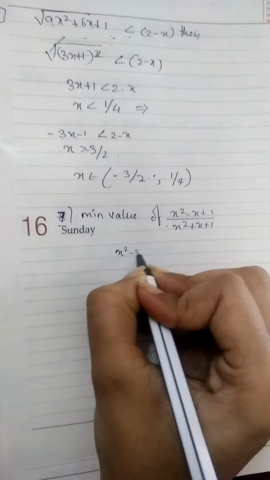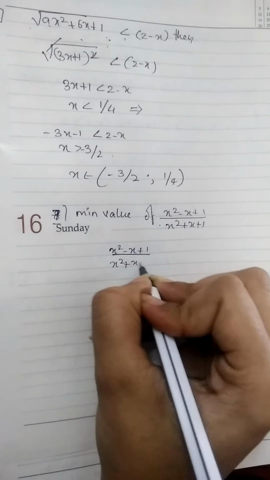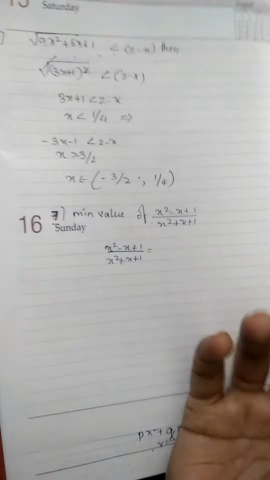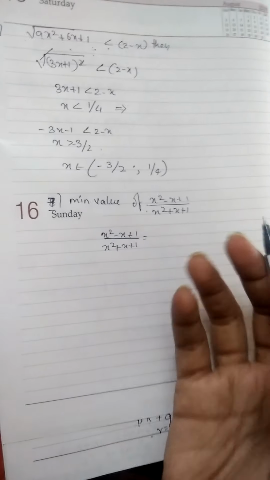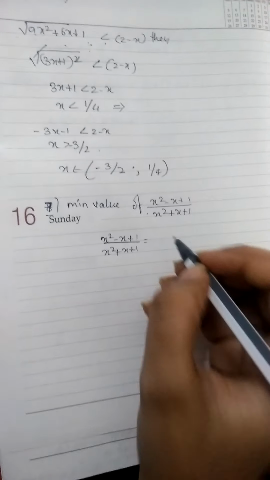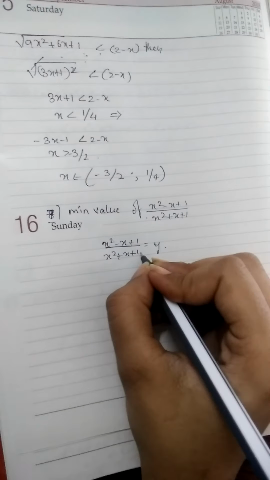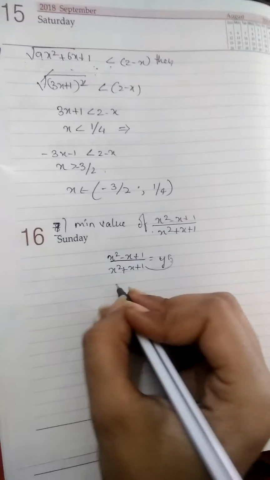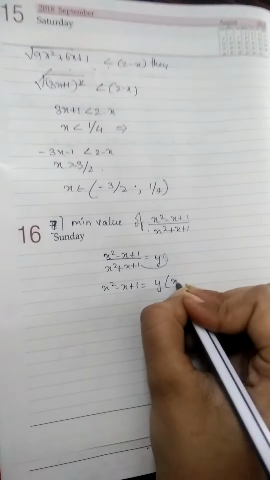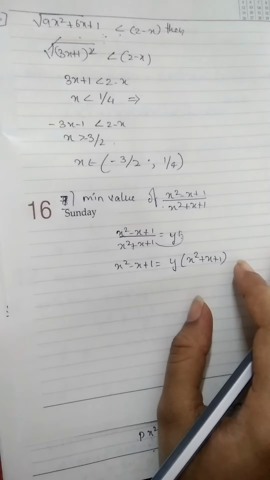You need not make it equal to 1, you should make it equal to a variable. Because they do not say it is equal to 0, you need to make this into a variable or a constant value. I am taking it as y. So I am sending this over here. So x square minus x plus 1 is equal to y into x square plus x plus 1. So I am left over with this.